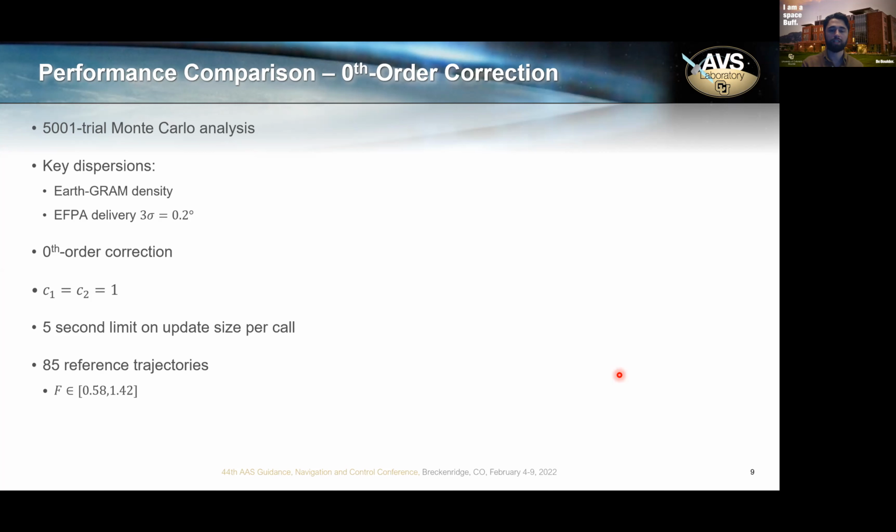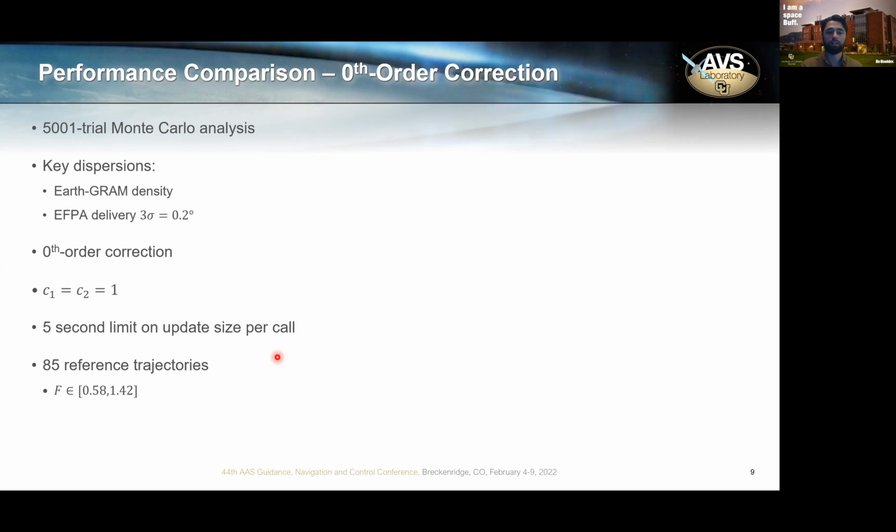A lot of things were dispersed in the simulation, but the key dispersions are density that is generated using EarthGram, as well as an entry flight path angle delivery variation with a 3 sigma value of 0.2 degrees. Like I said, we did this using the 0th order correction method, and those weighting factors, if you'll remember, in that equation for the distance parameter are set equal to each other at a value of 1.